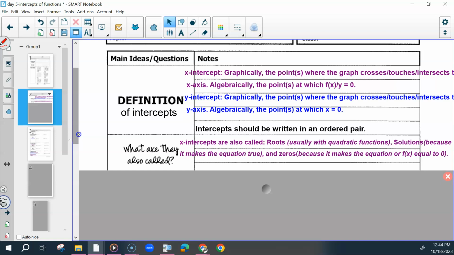Definition of the y-intercept. Graphically, the point or points where the graph crosses, touches, intersects the y-axis. Algebraically, the point or points at which x equals 0. Summary. Graphically, where it touches the y-axis. Algebraically, where x equals 0. Intercepts should be written as an ordered pair.